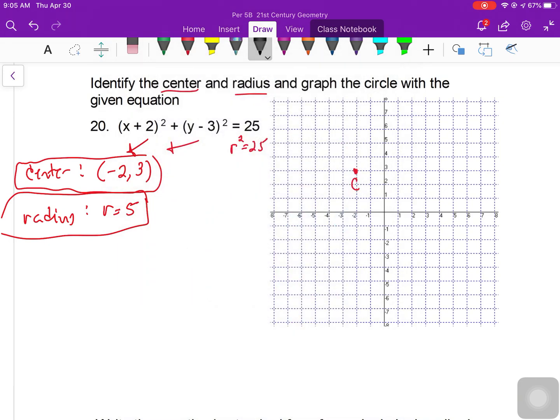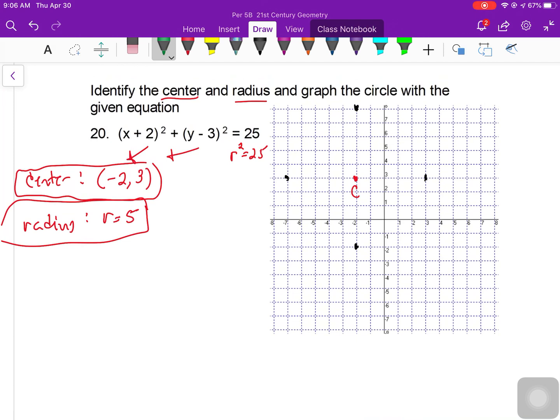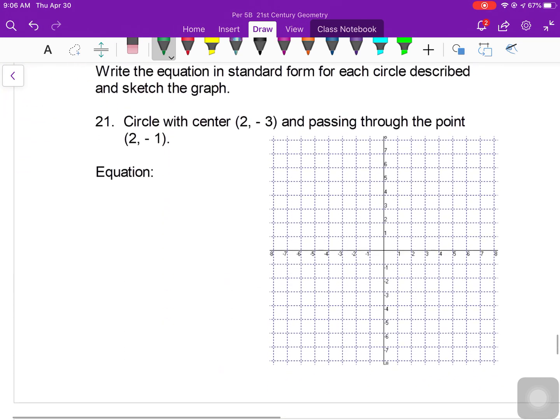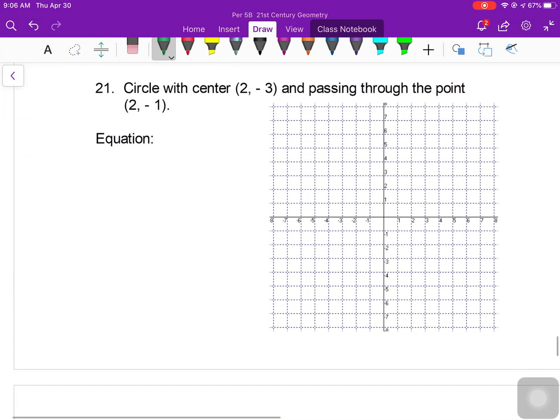Now to sketch the graph, I will go right 5. 1, 2, 3, 4, 5. 5 from the center. And then up 5. 1, 2, 3, 4, 5. Left 5. 1, 2, 3, 4, 5. And finally down 5. 1, 2, 3, 4, 5. And we go ahead and we try to sketch our circle. Doesn't have to be perfect, but we want it to look somewhat like a circle, and we do want it to go through those points.